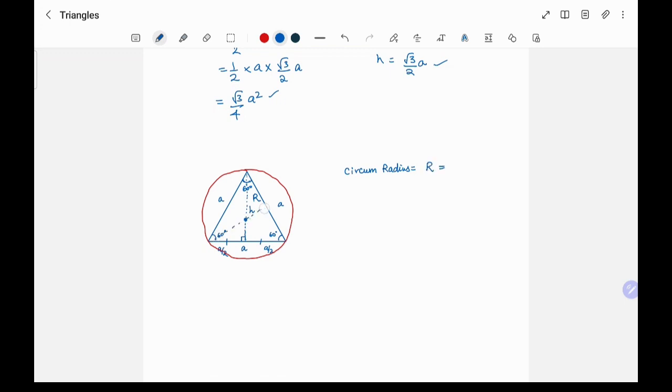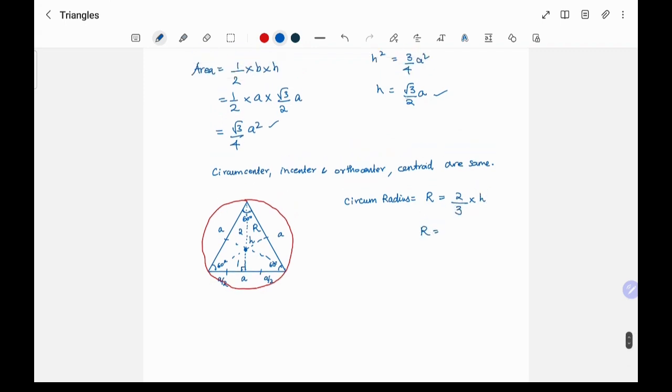So we know that for an equilateral triangle, all the points are also the same. So the circumcenter, incenter, orthocenter, and the centroid are the same. So we already know this divides in the ratio 2:1. So we know the entire height. So R is nothing but 2 by 3 of h, right? And h we know is root 3 by 2 a. So this will be 1 by root 3 a, which is nothing but a by root 3.